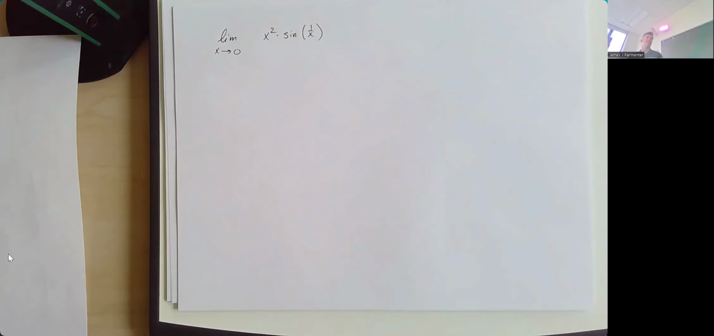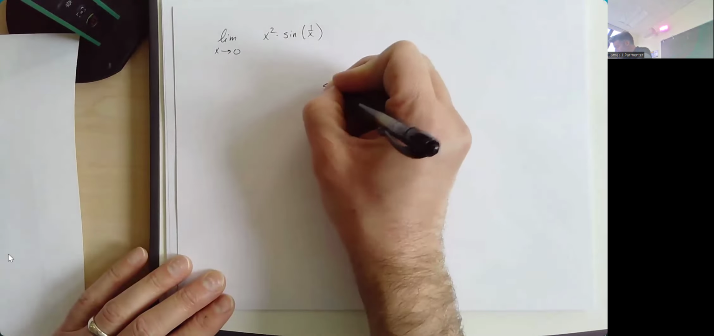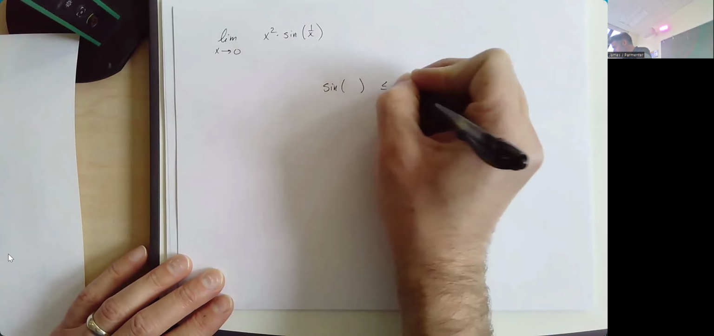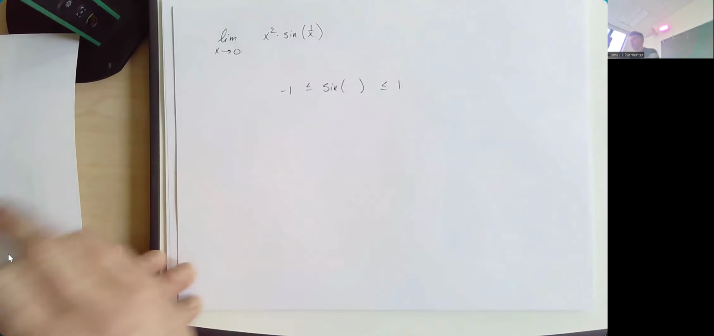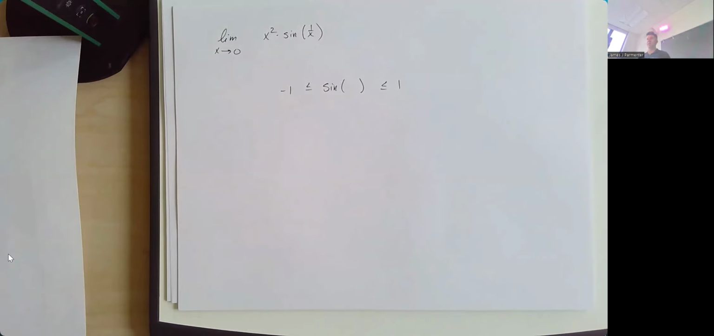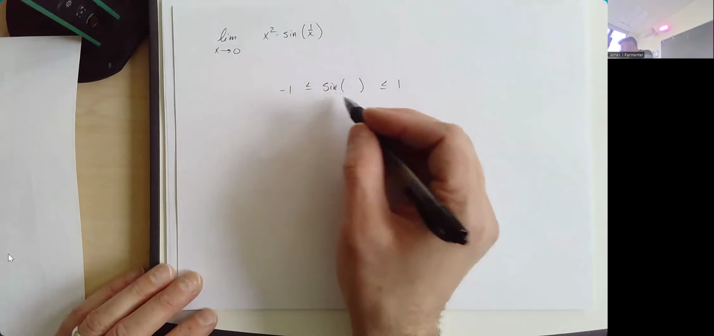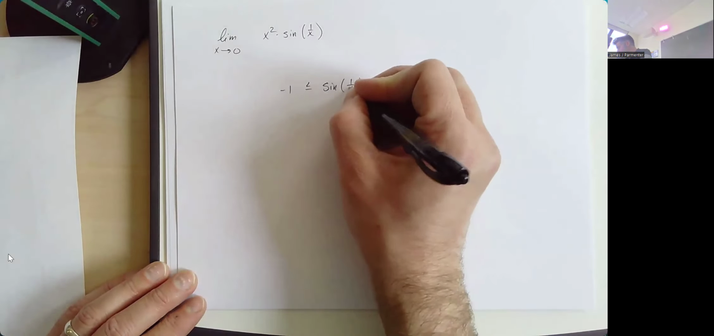Here's the idea. Sine of anything, doesn't matter what you're taking sine of, is always bounded. Sine of whatever is always between negative 1 and 1. Doesn't matter what you're taking sine of. It could be a super gross argument in there. In this case, it's 1 over x.